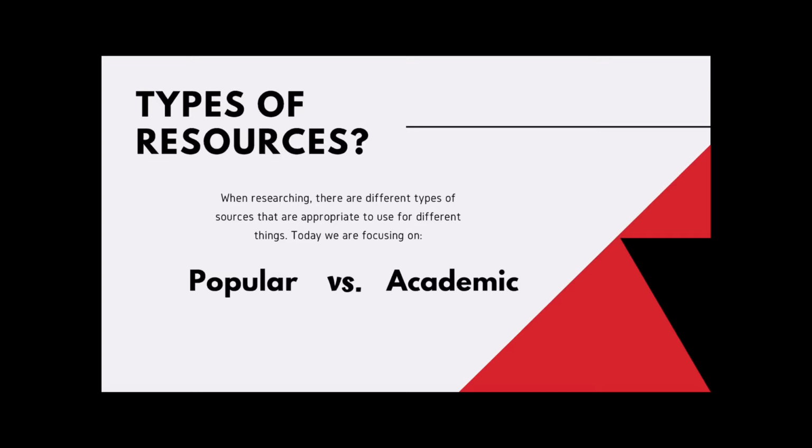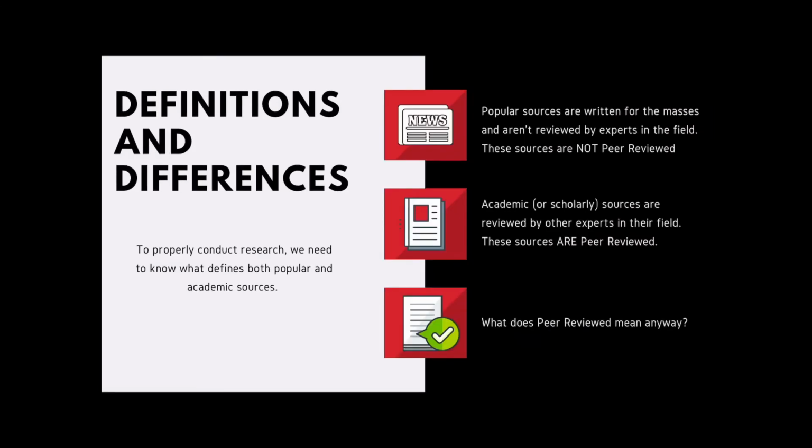When researching, there are different types of sources that are appropriate to use for different things. Maybe your professor gave you specific assignment requirements, or maybe you are just trying to find a quick and easily digestible article on current events. Today, we're focusing on popular versus academic sources. But what exactly does that mean?